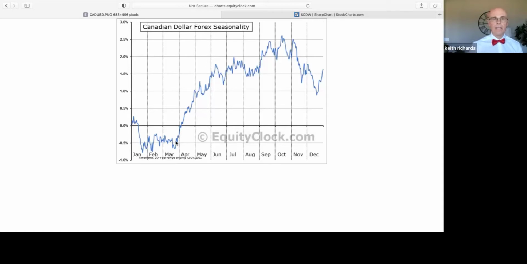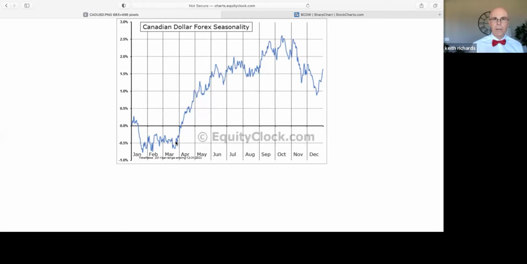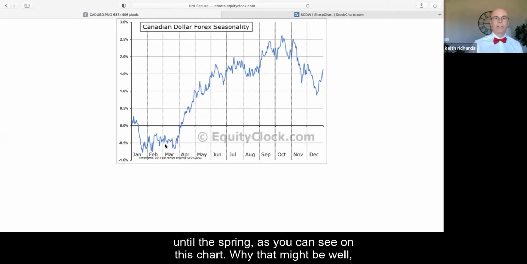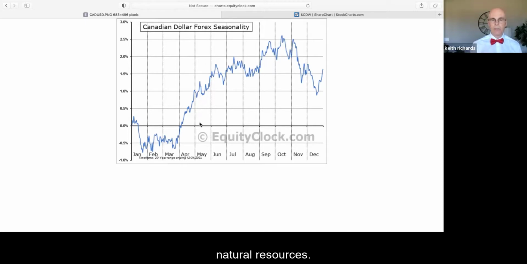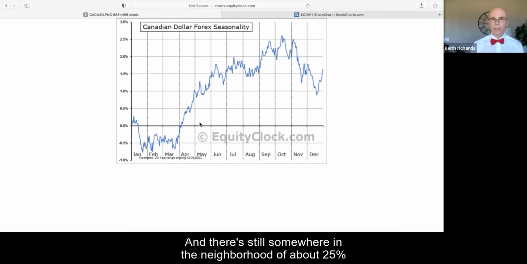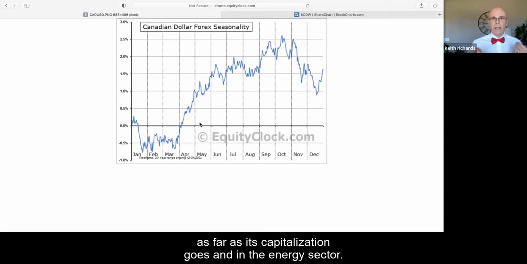But whatever the case, the outlook for the Canadian dollar is not necessarily bullish until the spring, as you can see on this chart. Why might that be? Well, I can suggest a reason, and that is that the Canadian dollar is very tied in to natural resources, and there's still somewhere in the neighborhood of about 25% exposure in the TSX 300 as far as its capitalization goes, in the energy sector. So that includes crude oil and nat gas.